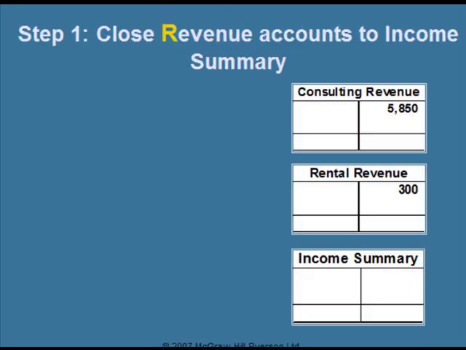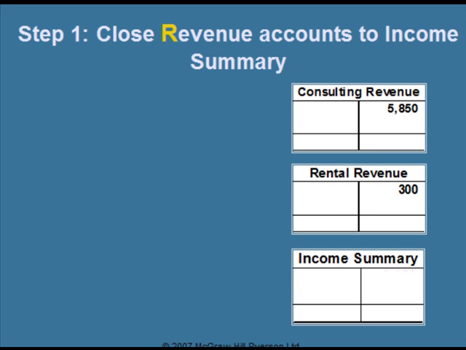And the last step, the D in READ, is to close the drawings account, or the withdrawal account, to the owner's capital. So we're going to have a look at the first step, and that is to close the revenue accounts to the income summary account. If we look at our adjusted trial balance or our general ledger, we have 2 revenue accounts. We have a consulting revenue and rental revenue.